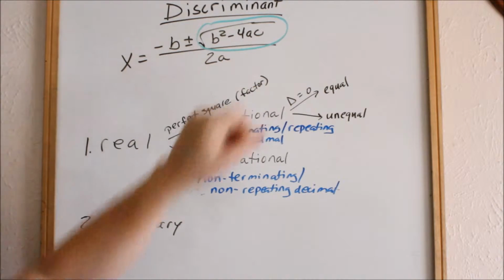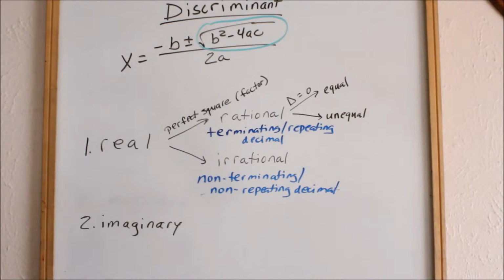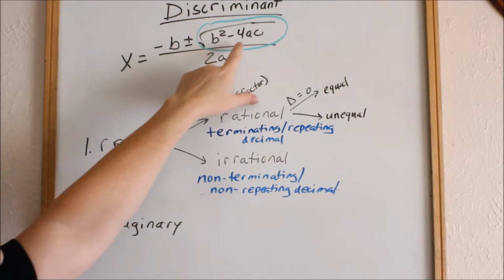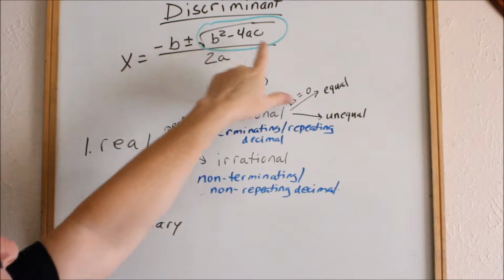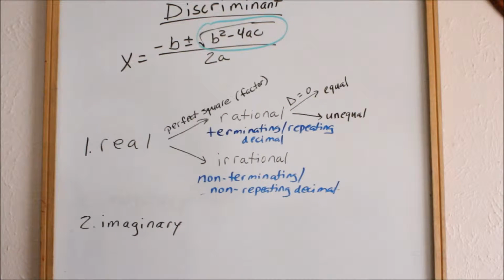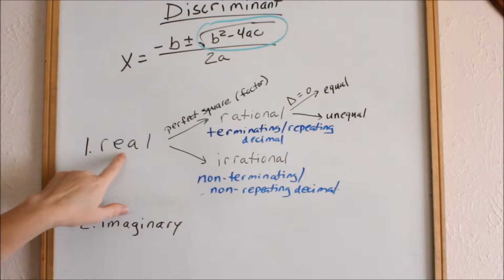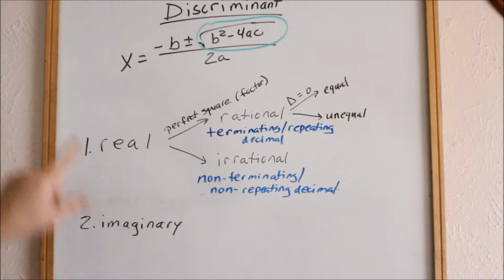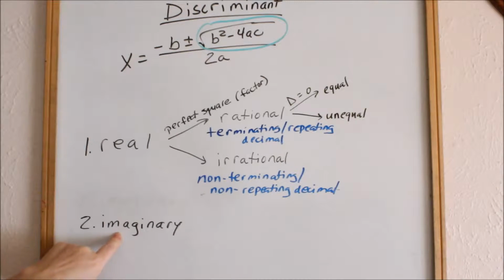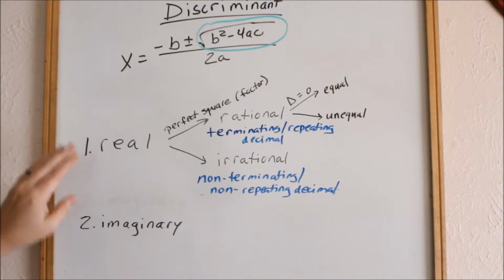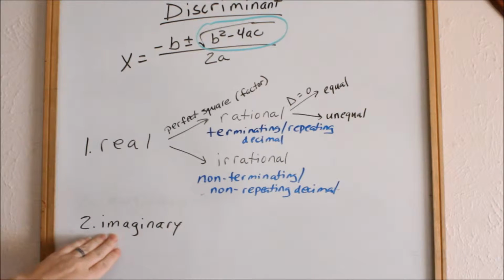using the quadratic formula. Okay? So, once we have our equation laid out, we can know what B is and A and C, and we can plug them in here and tell what kind of solution we're going to have. Our choices, we're either going to have a real number or we're going to have an imaginary number. So those are our two choices. If we have an imaginary, there's nothing more to break it down from there. Okay, an imaginary number is an imaginary number.